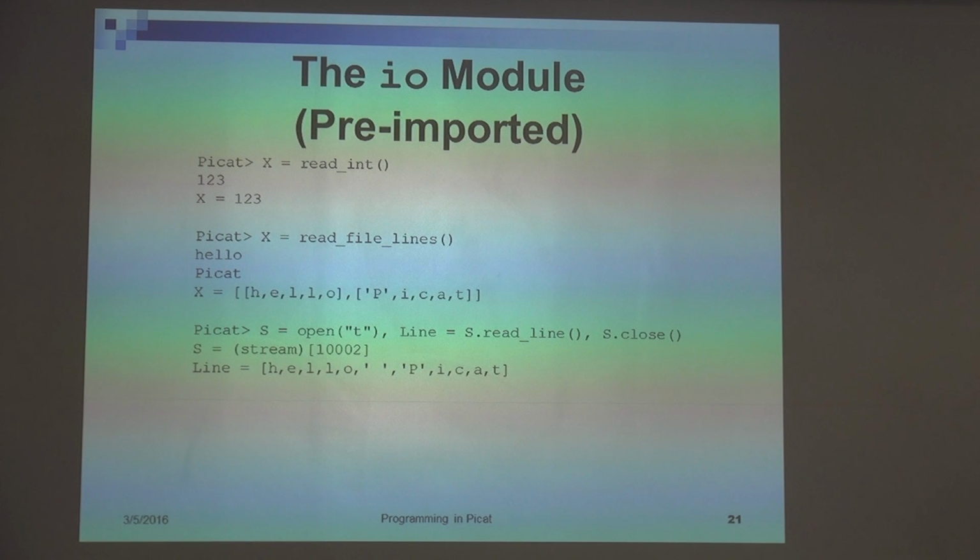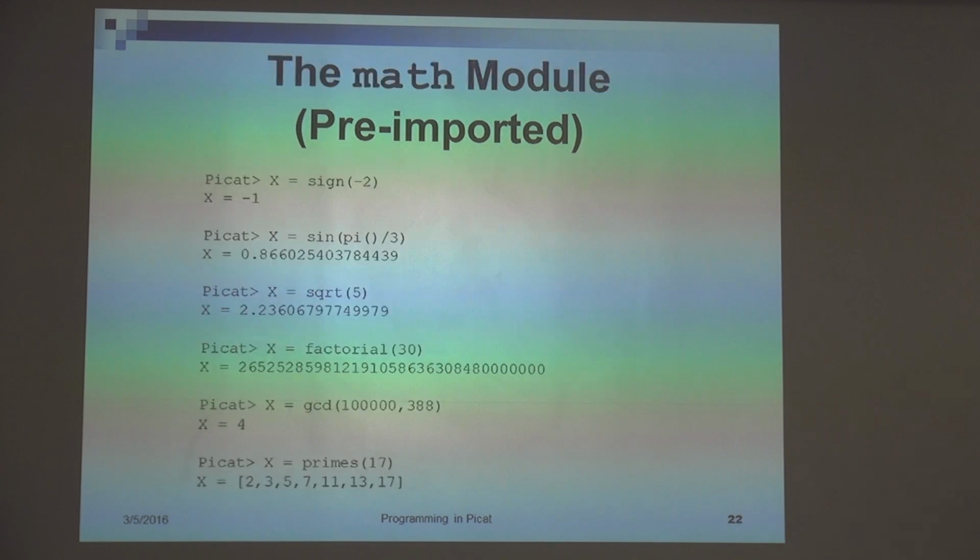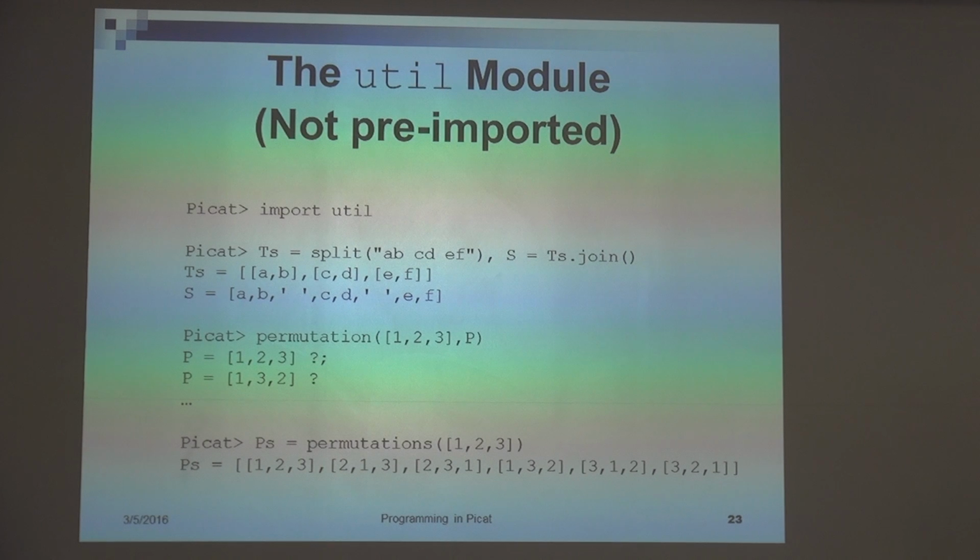There are modules. I/O, maybe it is surprising to many of you, is preloaded: input I/O, input list, input array. So it's preloaded, and also the math module is preloaded. The utility module is not preloaded. It provides several useful utility built-ins. For example, split: you can split a string into tokens and use join to join tokens into a string. You can find the permutations one by one, or you find all the permutations into a list.